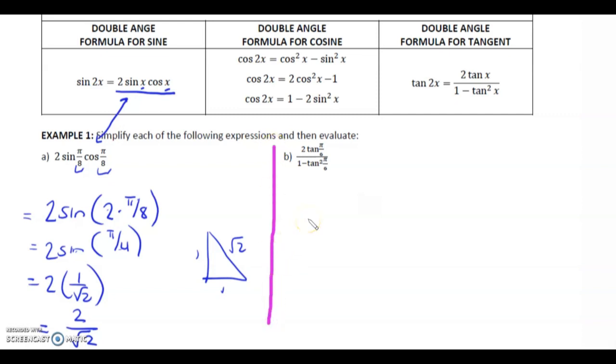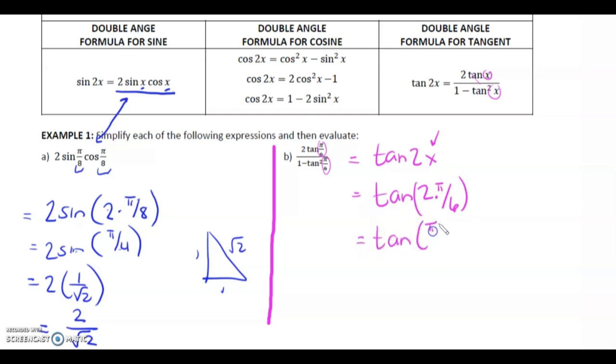Okay, for B, 2 tan pi by 6 over 1 minus tan squared pi by 6. So again, we see that the pi by 6's are the same, and for tan, the x's are the same. So we can actually rewrite this as tan of 2x, but the x value in our question should have written it pi by 6. Okay, so tan of 2 times pi by 6, which gives us tan of pi by 3.